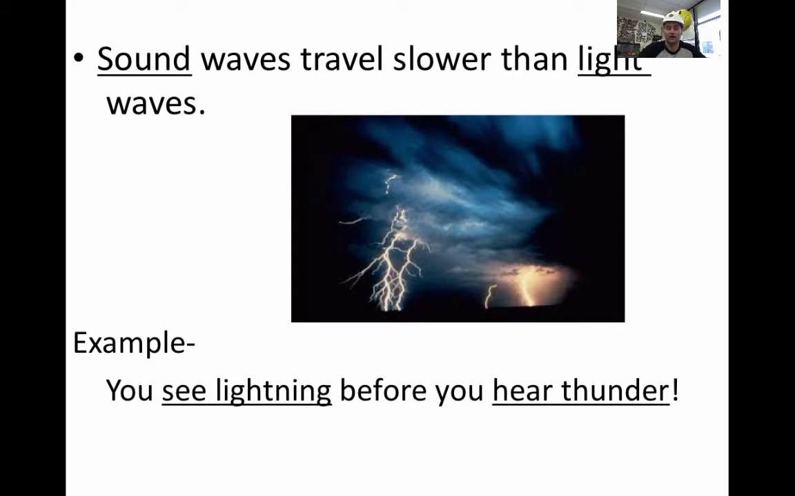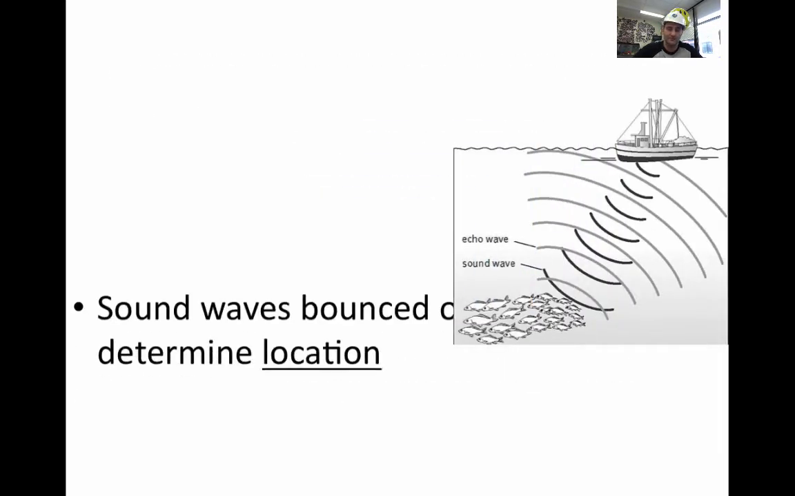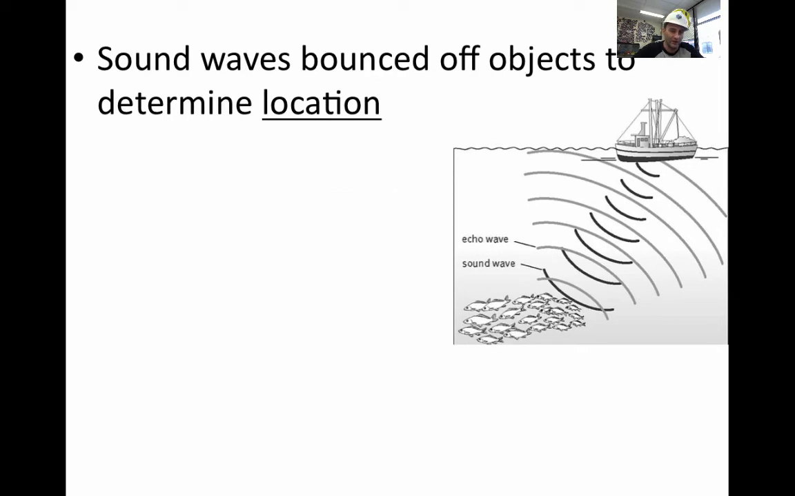Sound waves. All right, we're going to talk about location. Now, up to this point, we've talked about sound as far as communication goes and hearing things that vibrate. Now, some humans, as well as some other animals, have developed a way to use sound to figure out where they are located in their environments. We call this echolocation. This is when sound waves are bounced off objects to determine location.